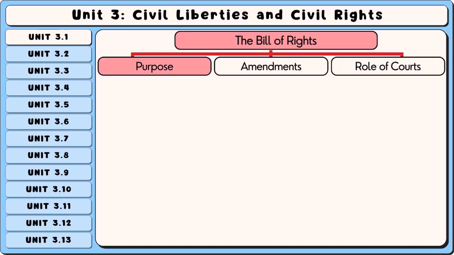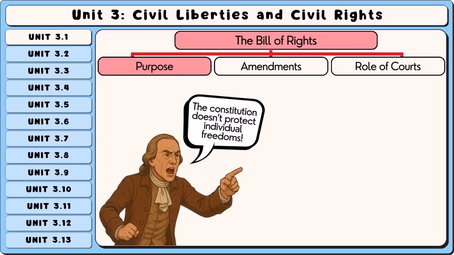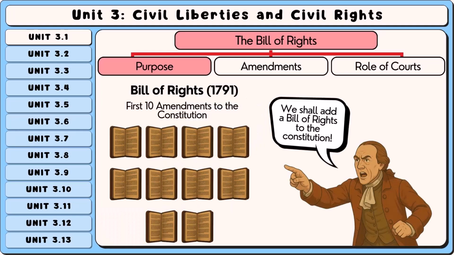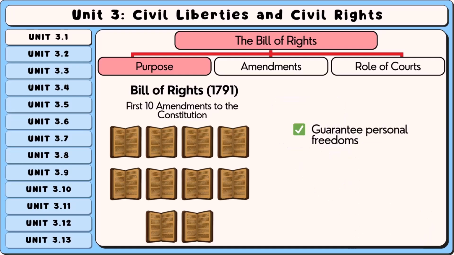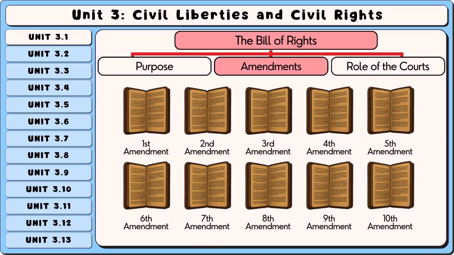Let's start with the purpose of the Bill of Rights, which helps us understand why these 10 amendments were created in the first place. After the Constitution was written, many people worried that it gave too much power to the national government and didn't clearly protect individual freedoms. To fix this, the first 10 amendments, known as the Bill of Rights, were added in 1791. These amendments were meant to guarantee personal freedoms, called civil liberties, and limit the government's ability to interfere with the lives of citizens. Now let's go through the 10 amendments in the Bill of Rights. Each one protects specific freedoms or limits what the government can do.